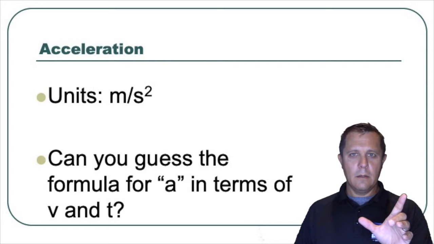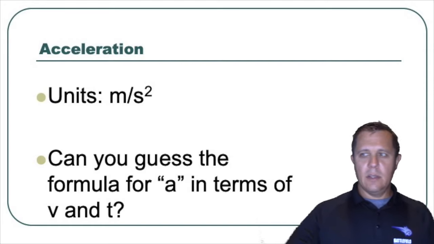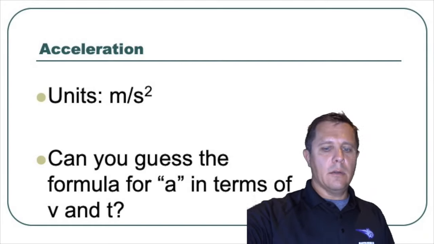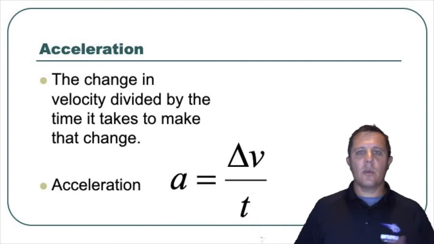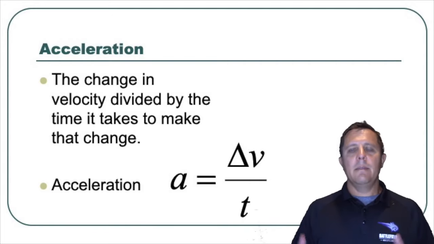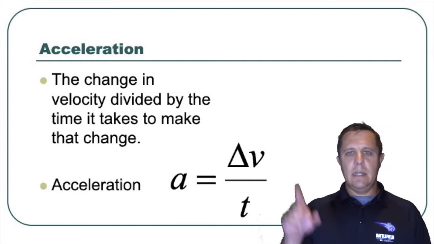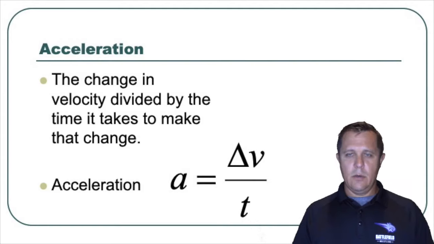Okay, are we done? What did we come up with? Let's see if we got the right equation for acceleration. The formula for acceleration is going to be the change in velocity over time, delta V over delta T, or over T. You could say delta T, it doesn't really matter.